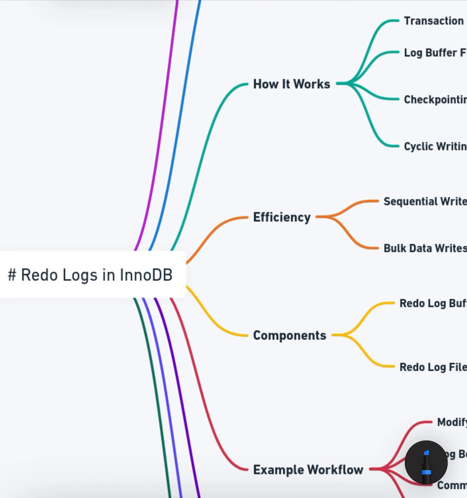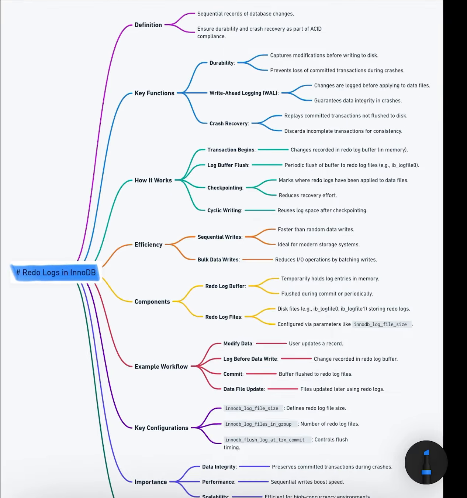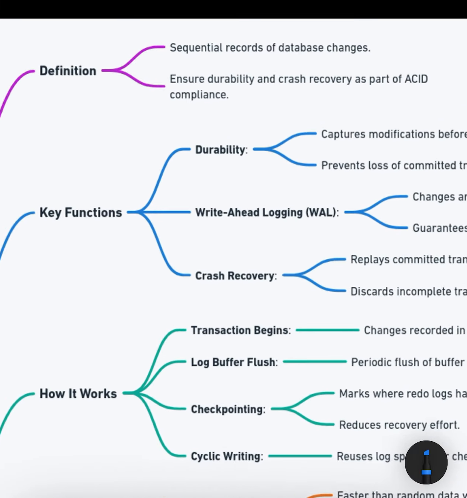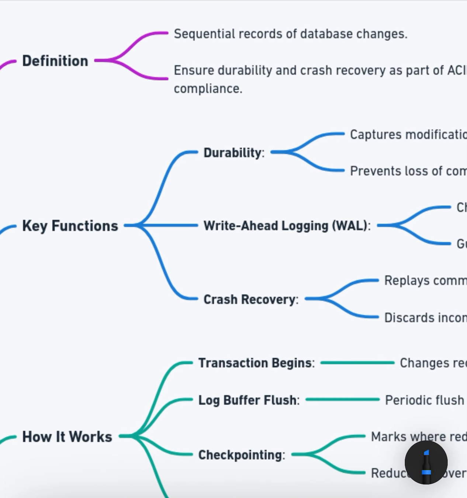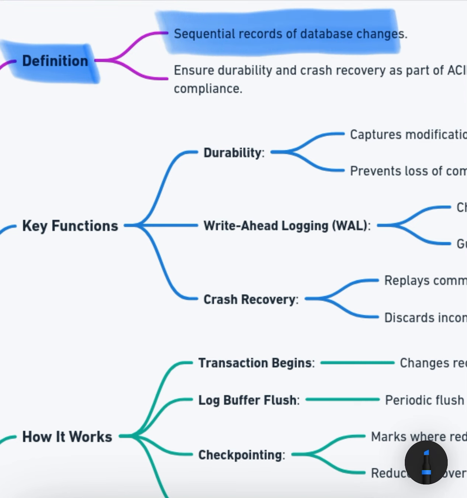Let's explore the redo logs in InnoDB diagram interactively by diving into its key components and workflows. 1. What are redo logs? Redo logs are a critical feature of InnoDB, ensuring data durability and enabling recovery in case of database crashes. Think of them as a diary of changes, where every modification to the database is logged sequentially before being written to the actual data files.